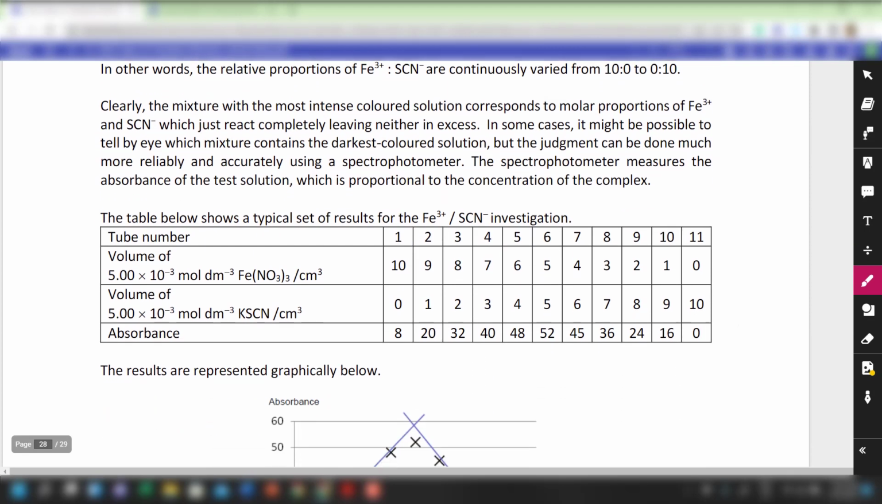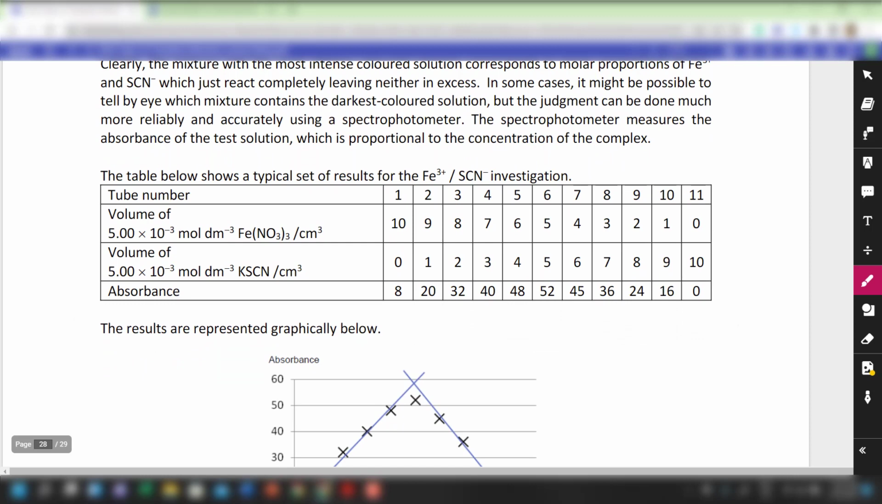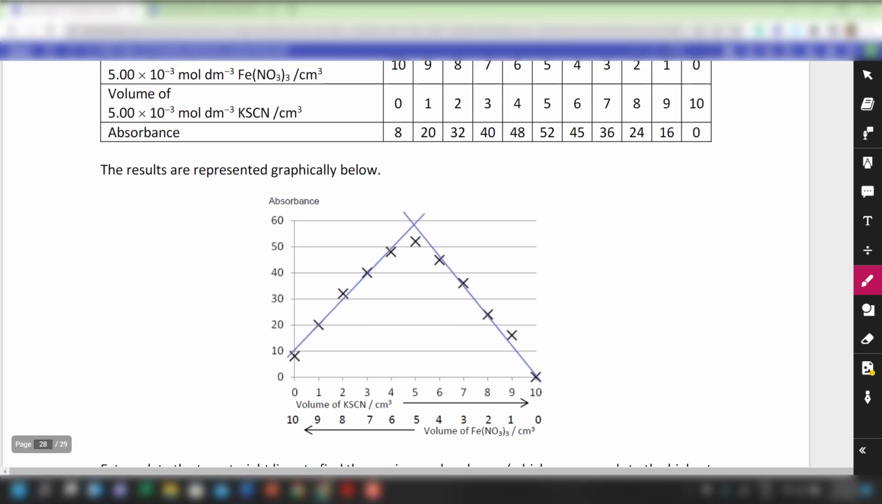Then from here we have different tubes, and we get the absorbance. These are just arbitrary values, I mean they are made up, so in actual fact it's not like that. We get some values over this range, and then we plot absorbance against the volume of thiocyanate added, or we can also reverse it and plot against the volume of iron 3. Then we get a graph something like that, and then we can just drop down over here.